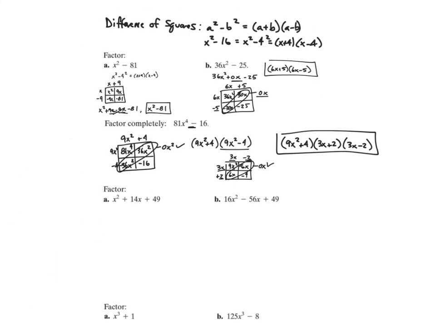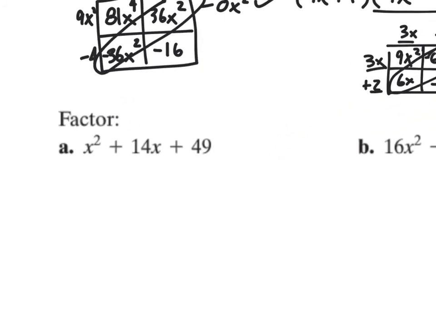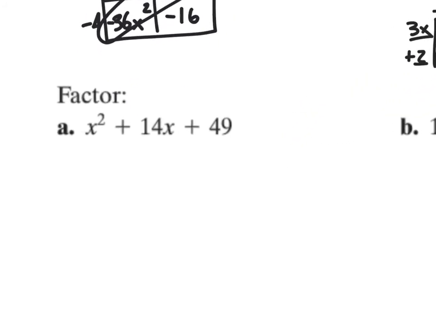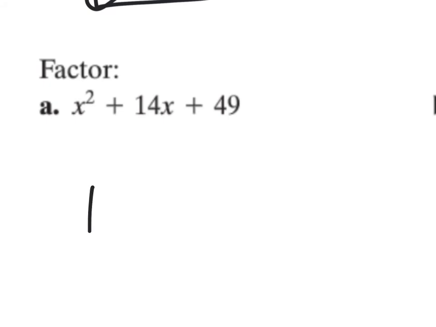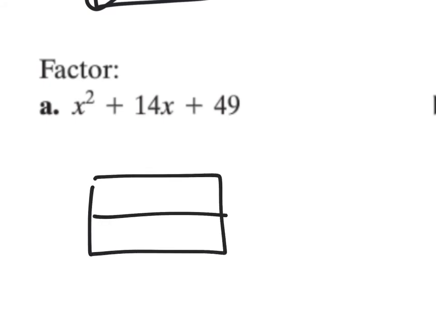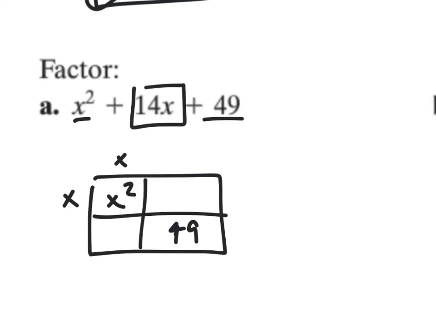All right, let's take a look at the last one. These next two are just trinomials, and I'm going to factor them using the box method. First term, x squared, goes here. Last term, 49, goes here. Two numbers that multiply to x squared: x and x. Let's give that a shot. Two numbers that multiply to positive 49 are going to have to add to 14. That's going to be 7 and 7.